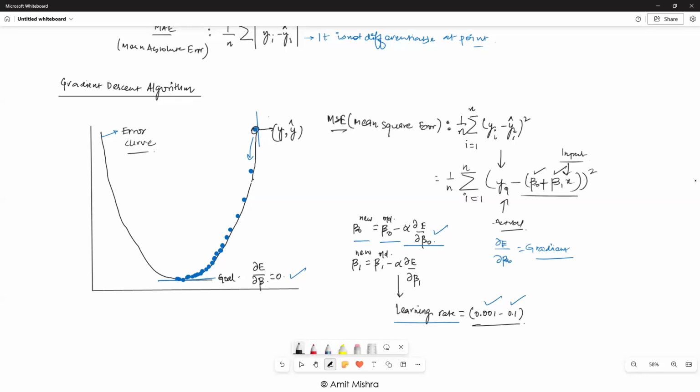Okay, now let's implement the gradient descent. Gradient descent is represented as beta naught new equals beta naught older value minus alpha times the partial differentiation of error with respect to beta naught. This partial differentiation of error with respect to beta naught, or with respect to beta, is called the gradient. This is known as gradient.